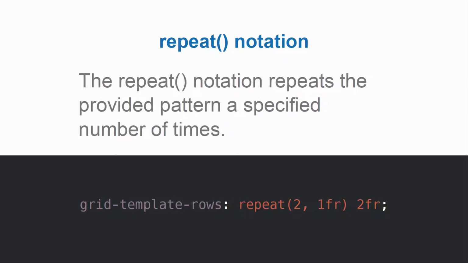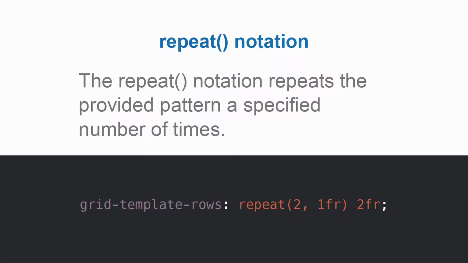Another kind of value we can use is the repeat notation. It basically repeats the provided pattern a specified number of times. So if we were actually doing a grid-based design where the designers set it up into 12 or 16 grids or cells, we could put this notation in, in this example.